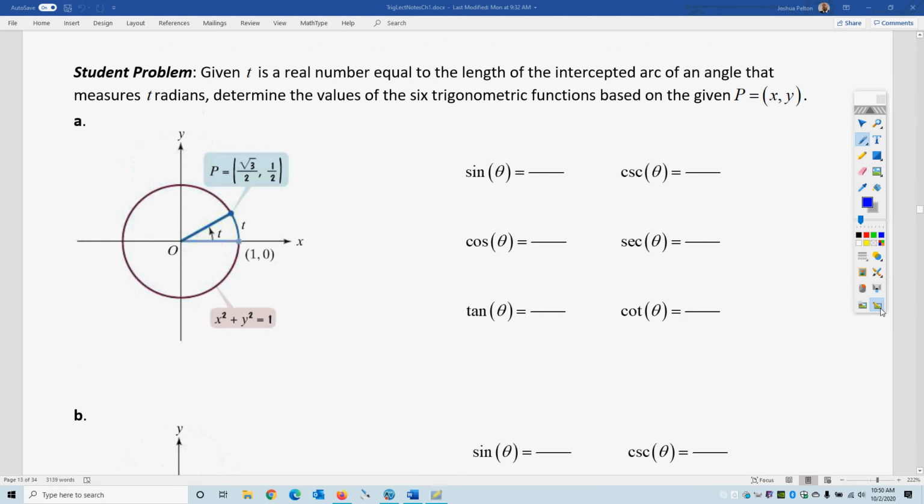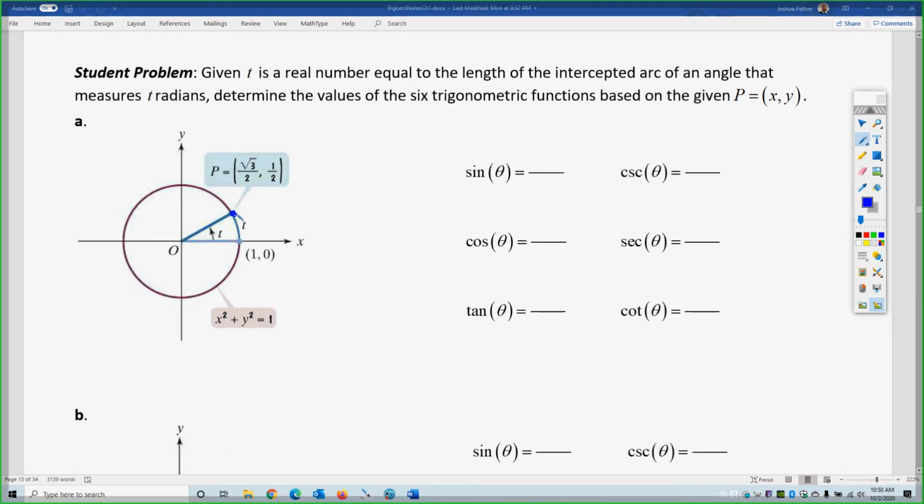Okay, so we have another coordinate here in the first quadrant of an angle t. So that is our x, that is our y. The y is the sine value. The x is the cosine value. So if we do y over x, we'll get tangent, which gives us 1 over root 3. And if we reciprocate the functions, we're going to get cosecant, secant, and cotangent.